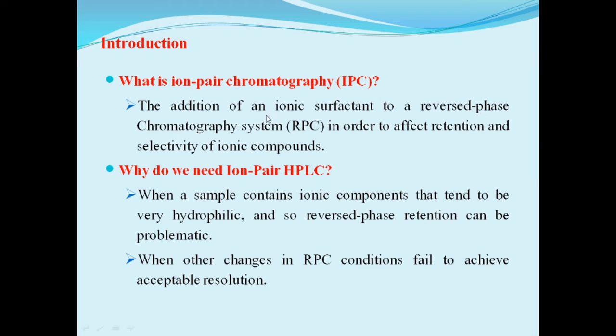Then, what is actually ion pair chromatography? Define ion pair chromatography. It is the addition of an ionic surfactant to a reverse phase chromatography system in order to affect retention and selectivity of ionic compounds.